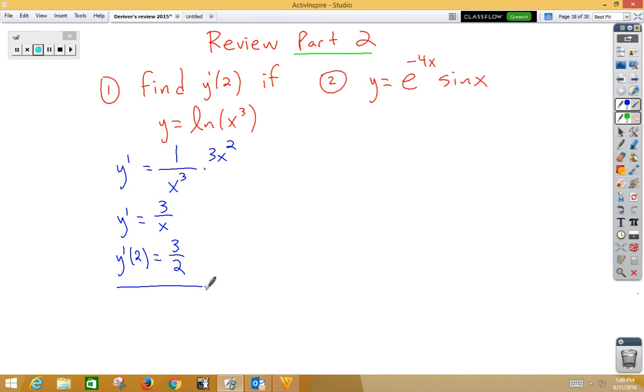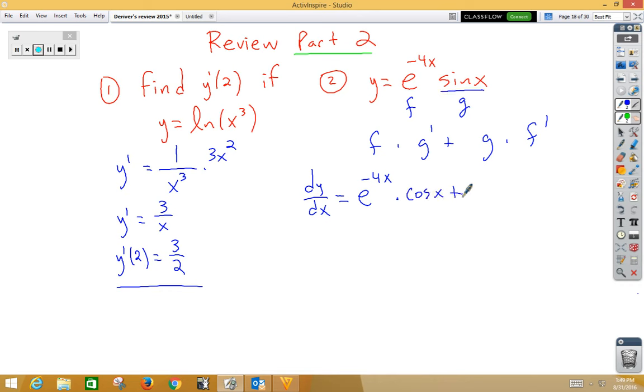Problem number 2, we have a product rule with chain rule. First function, second function. We want to do f times g prime plus g times f prime. So dy/dx is equal to e to the negative 4x times the derivative of sine, which is cosine, plus the second function, sine x, multiplied by the derivative of e to the negative 4x. That's a chain rule: derivative of the outside, don't change the inside, multiply by the derivative of the inside.